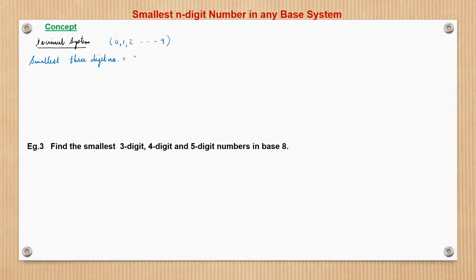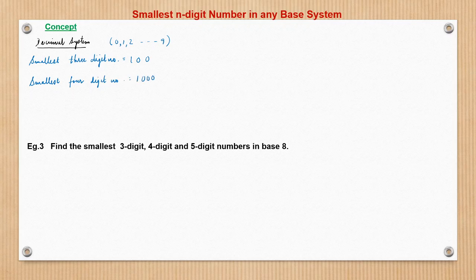So for a 3-digit number, it will be 3 digits. So 100 will be the smallest 3-digit number. There can be no 3-digit number which is lesser than this. This is nothing but 1 and the rest of the number is the smallest digit, 0, right? Similarly, the smallest 4-digit number is nothing but 1 followed by three zeros, right?